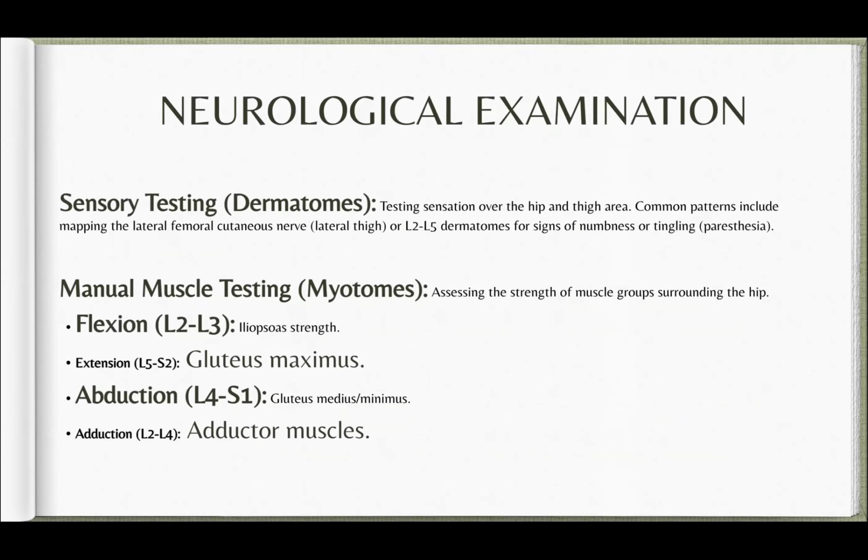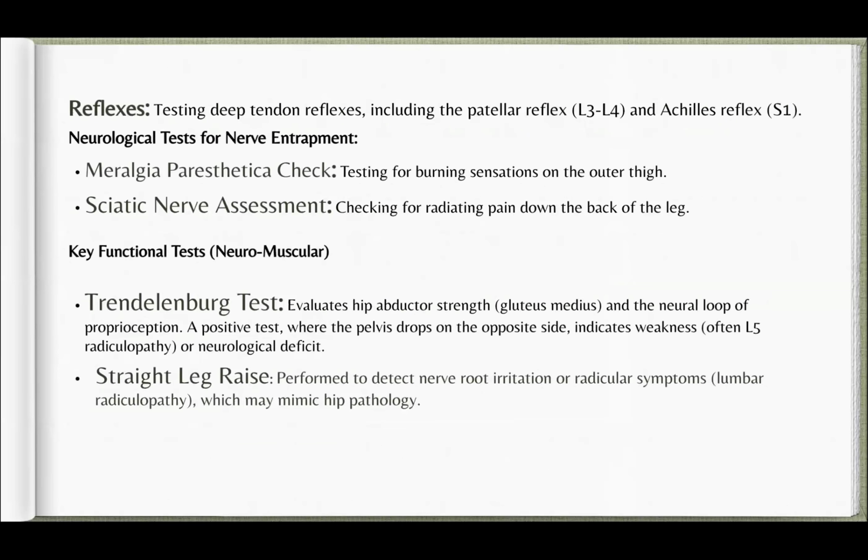Manual muscle testing, look for the myotomes, assessing the strength of the muscle groups around the hip. Flexion, it is L2, L3. Iliopsoas strength is assessed here. Extension L5, S1 and S2. Gluteus maximus strength is assessed here. Abduction L4, L5, S1. Gluteus medius or minimus strength is assessed here. Adduction L2, L3, L4. Adductor muscles are assessed here. Reflexes, testing deep tendon reflexes including the patellar reflex L3, L4 and the Achilles reflex S1.